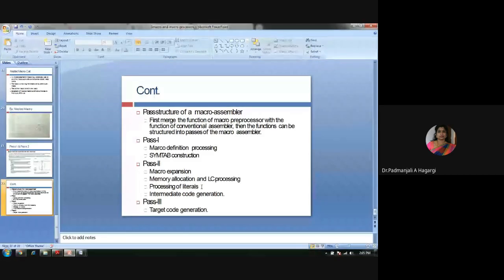Same old story again. What we have seen is that after the transfer of the macro, it goes for the processing of the location counter, and also it goes for processing of the literal table and symbol table, and it goes for the generation of intermediate code. And later it goes for the generation of the bytecode. Here you should analyze.